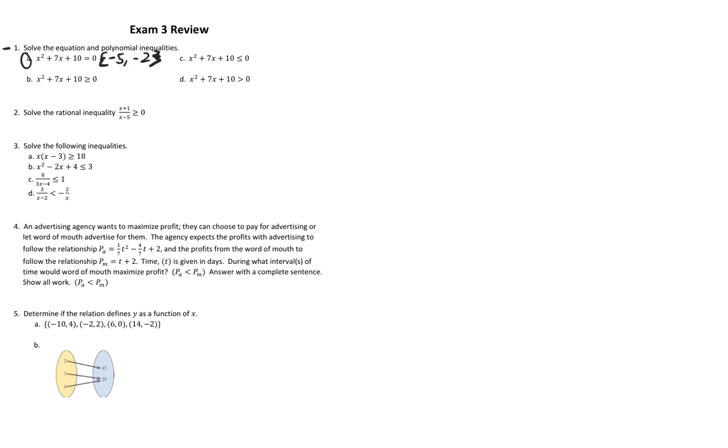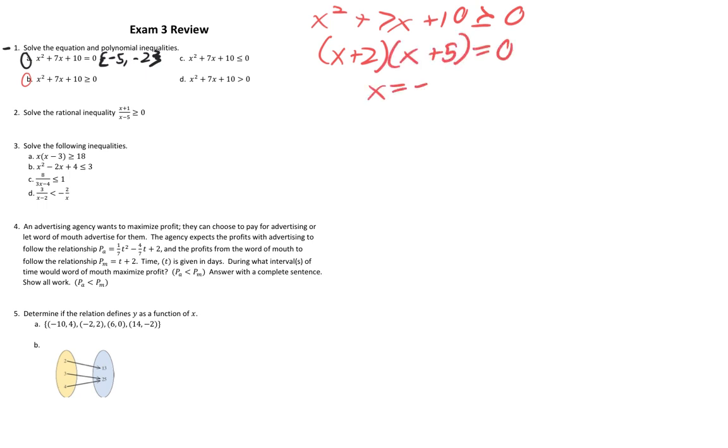Now looking at part B here, we have x squared plus 7x plus 10 is greater than or equal to 0. So for here, we're going to have the same factor we had before of x plus 2, x plus 5 is equal to 0. So we know that x is going to be equal to -2 and x is going to be equal to -5, just like before, right? But for this one, we also want to know when it's greater than 0.